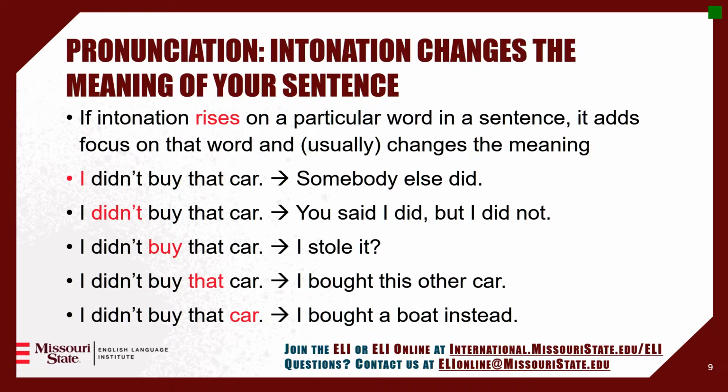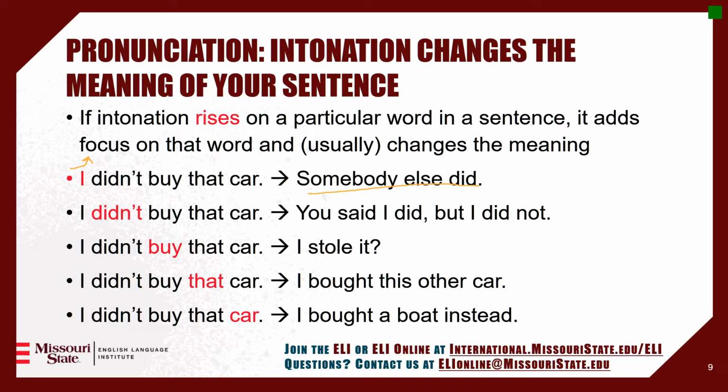Okay? So, again, one more time, if I just say, I didn't buy that car, and my intonation falls at the end of the sentence, I'm just saying something that is true, I didn't buy the car. Okay? But if I say, I didn't buy that car, one more time, I didn't buy that car. So if my intonation rises on I, okay, I'm saying I, Phil Bridges, did not buy that car, but somebody else did. Okay? Maybe my friend did, maybe my wife did, I don't know. Someone else bought the car.